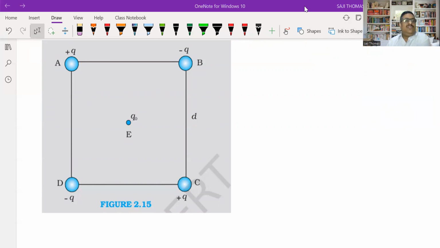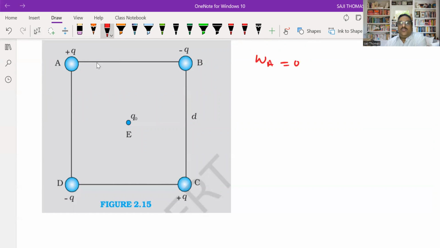Okay, we have to find out the work done to arrange this system. So here first you have to bring the charge plus Q from infinity to A. That work done is 0. So that I am writing as WA is 0. Now we have to bring charge B. So initially there were no charge. Okay, I brought charge plus Q to the point A. Work done is 0.